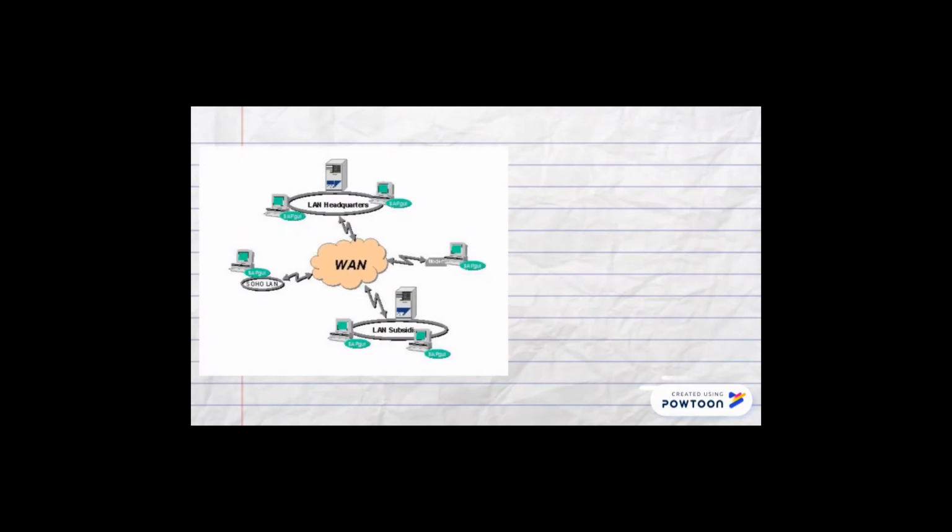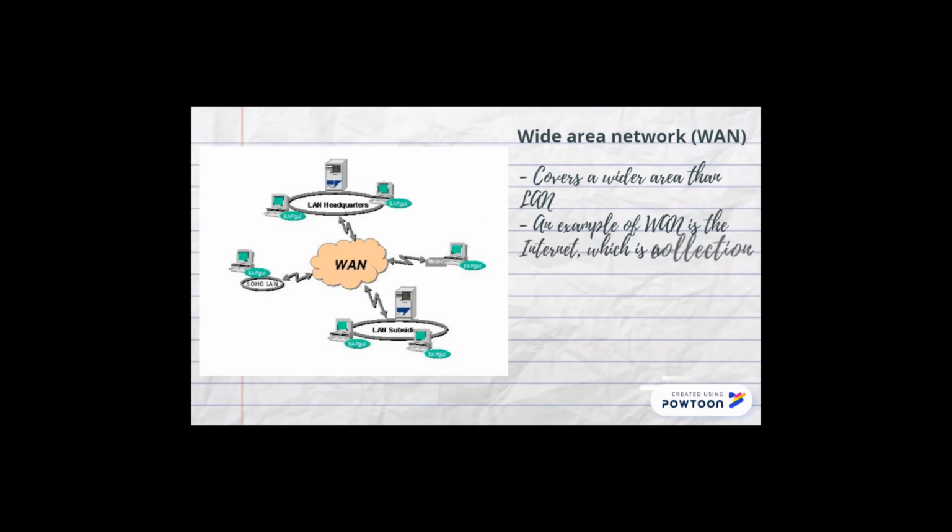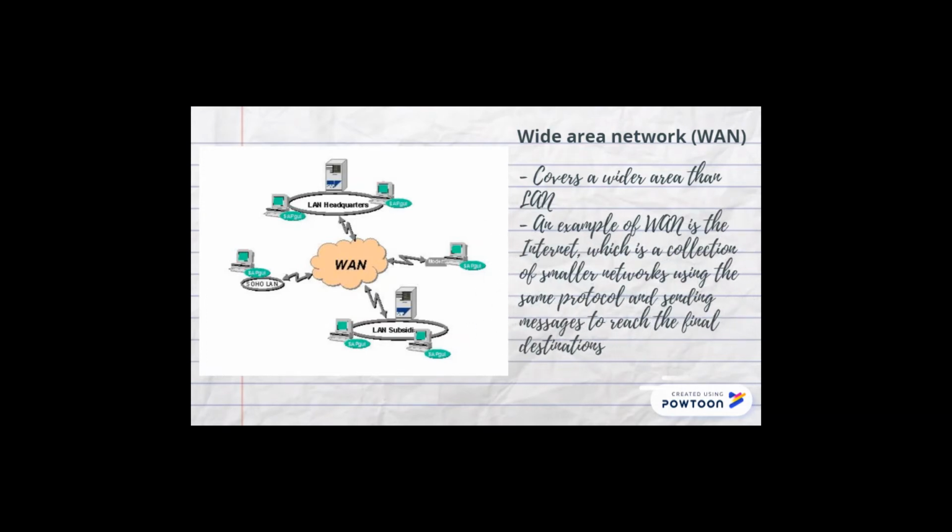By contrast, a wide area network, WAN, covers a wider area than LAN. It connects two or more local area networks over a potentially large geographical distance. An example of WAN is the Internet, which is a collection of smaller networks using the same protocol and sending messages to reach final destinations.